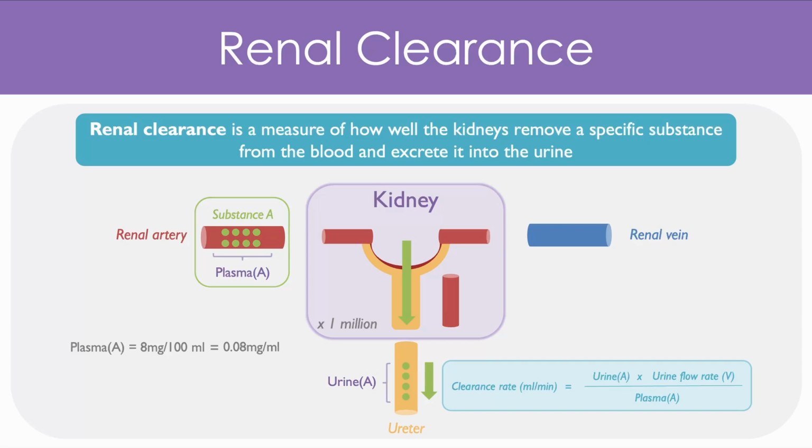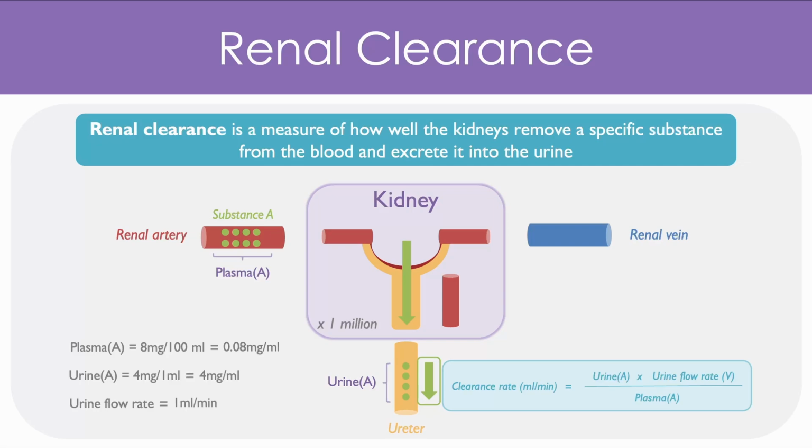If we take a look at the urine concentration, here we have 4 molecules of substance A, but the volume of urine is much smaller than the volume of blood, so these 4 molecules might be divided across just 1 milliliter of urine. This gives us a concentration of 4 milligrams per milliliter. Finally, we can measure the urine flow rate, or how quickly the urine is flowing, and this is usually around 1 ml per minute.